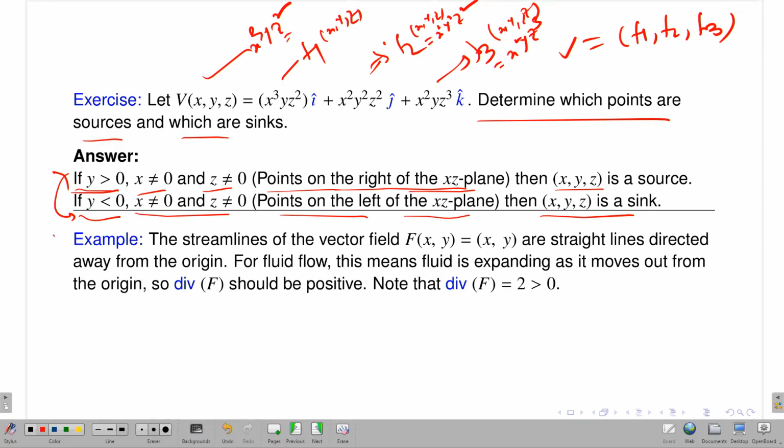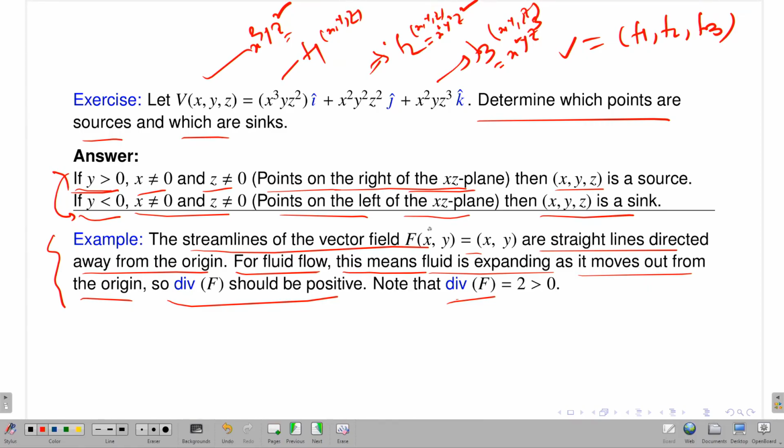One physical example I have given is the streamlines of a vector field. Again I have the vector field capital F, the map that takes x comma y to x comma y. The streamlines of this vector field are straight lines directed away from the origin. For fluid flow, what is the meaning of this? It says that the fluid is expanding as it moves out from the origin. So, the divergence of capital F should be positive, and if you calculate the divergence, it is 2, positive. So, it is actually expanding, that is what it says.